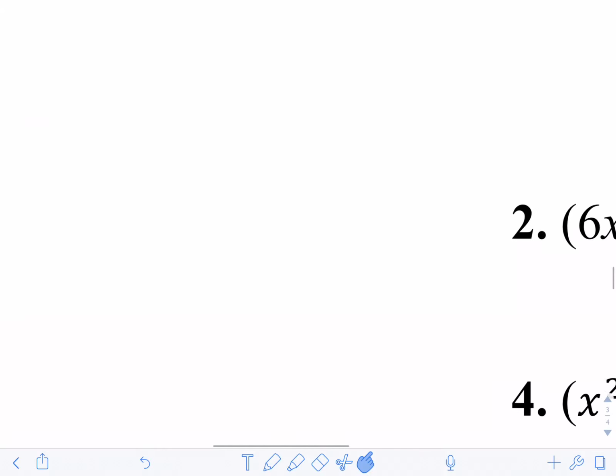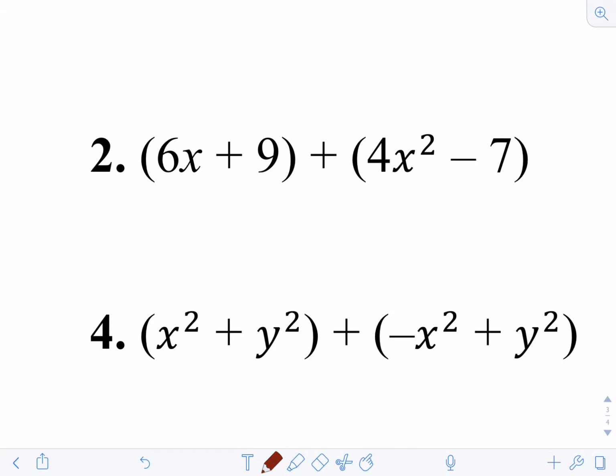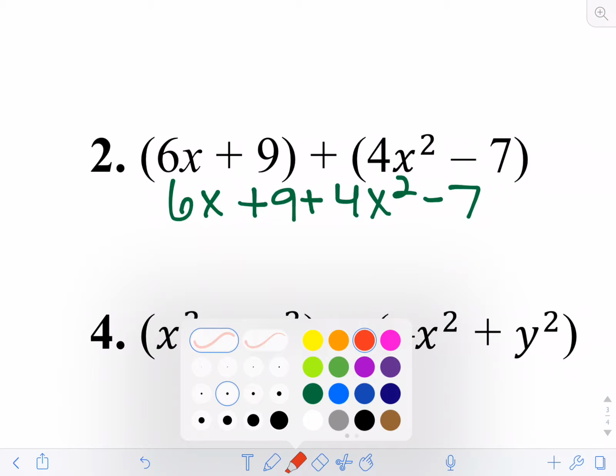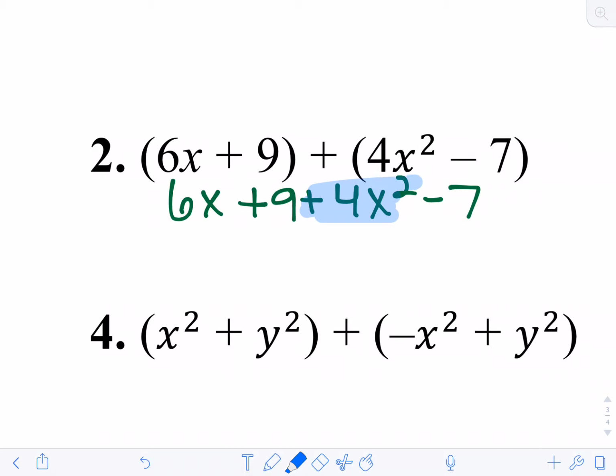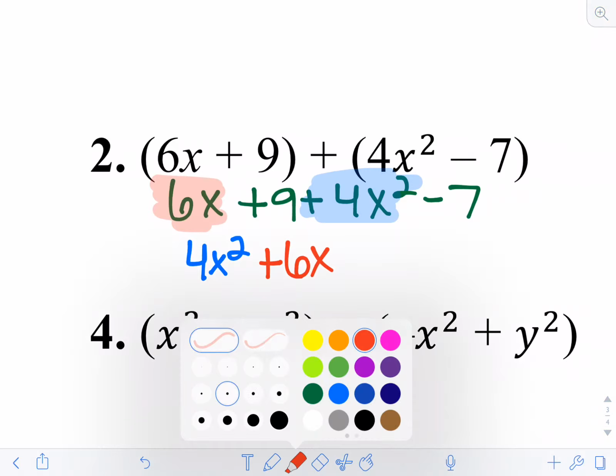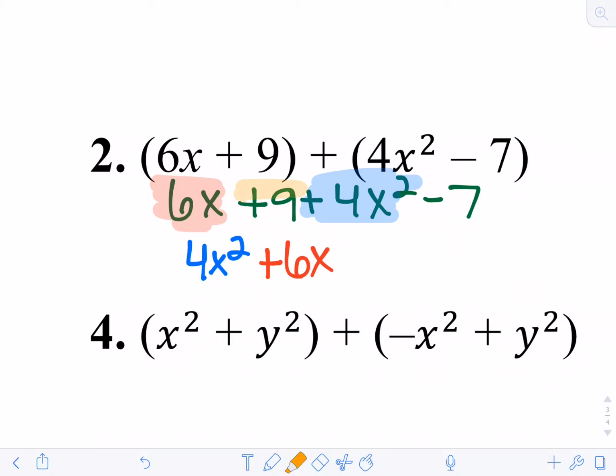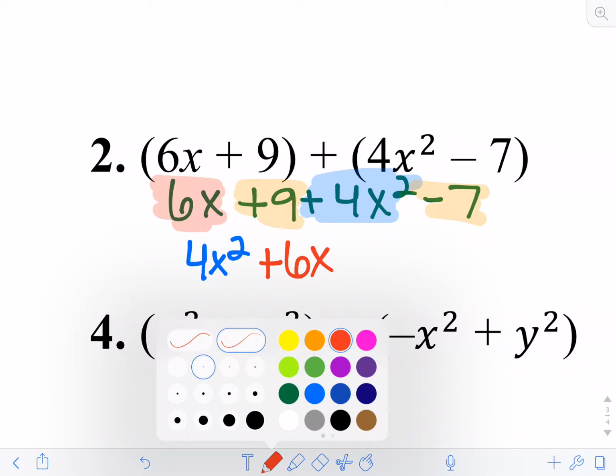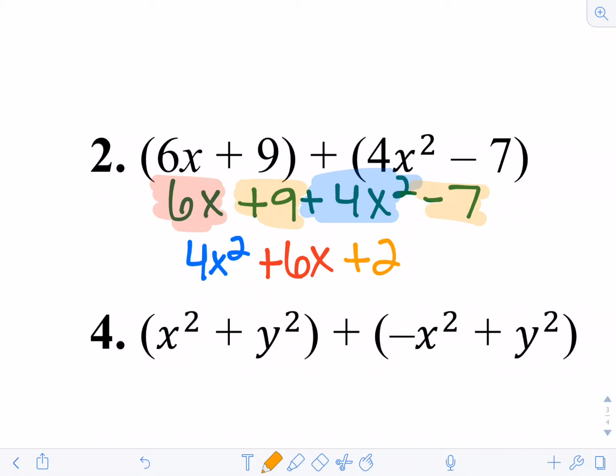All right, let's get on over here to number 2. Okay, so again, the first thing I'm going to do is rewrite this. So I have 6x plus 9 plus 4x squared minus 7. Okay, and then I'm going to go ahead and start highlighting what I have. So first I see this positive 4x squared. There are no other x squared, so I'm going to leave it as 4x squared. Then I have a 6x, so I'm going to highlight this 6x, and I see that I do not have any other 6x's, so I'm going to put plus 6x. And then the last thing that I can see is I have a plus 9 and a minus 7. 9 minus 7 is 2, so I'm going to have a plus 2 right here. There's nothing else I can combine or simplify, so that's my final answer.